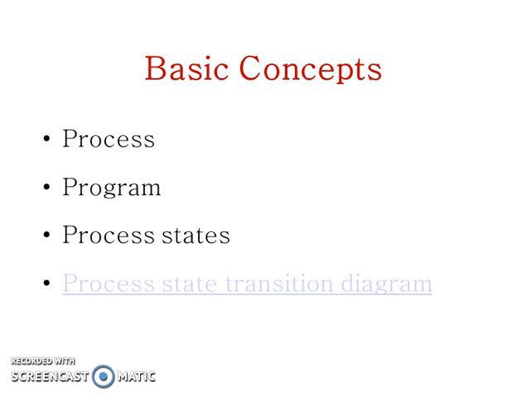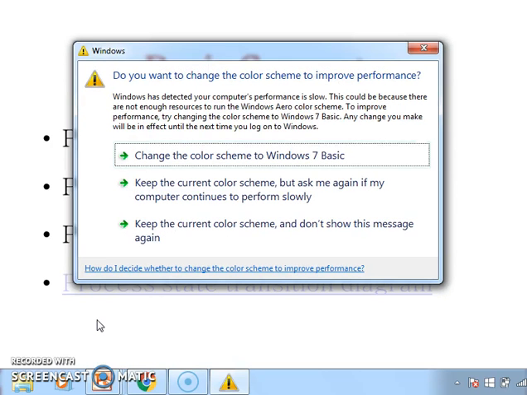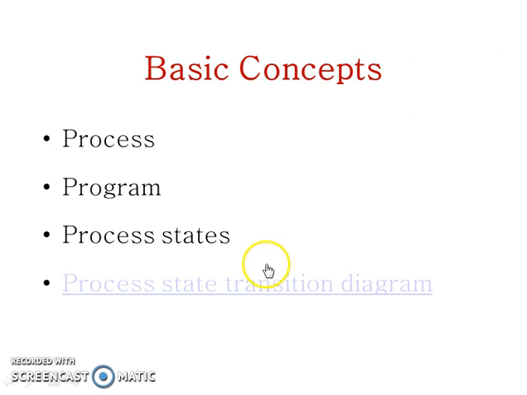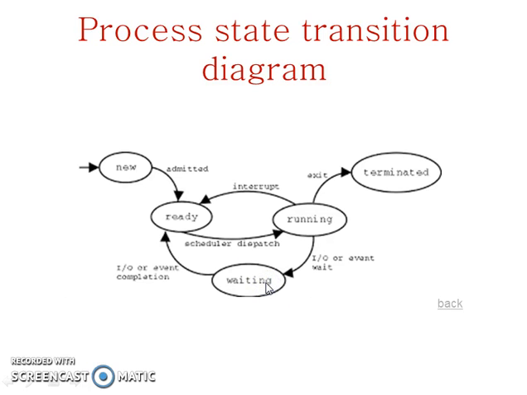Then we have seen the process states. A process goes through various stages. So process state is nothing but, as a process executes, it changes its state. The state of a process is defined as the current activity of the process, and a process can have different states, or the 5 states which we normally show with the process state transition diagram. Let's have a look at this.